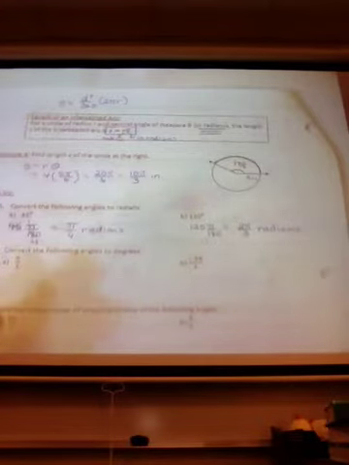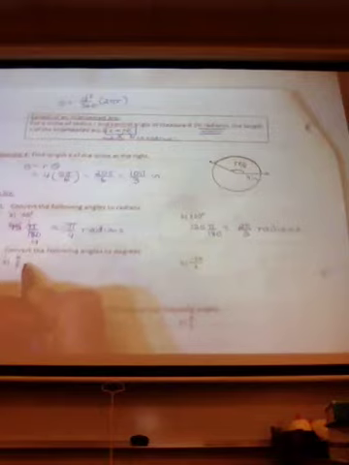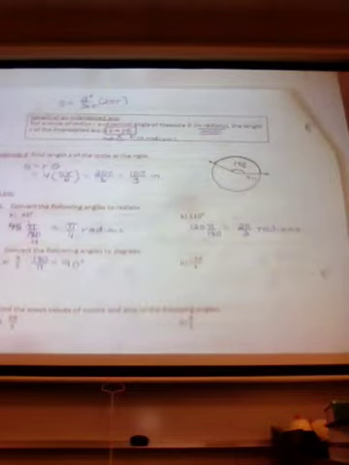Easy to remember. Abraham, how would I convert this to degrees? Okay, and notice what that is. It's pi over 2. That is just 90 degrees, right?